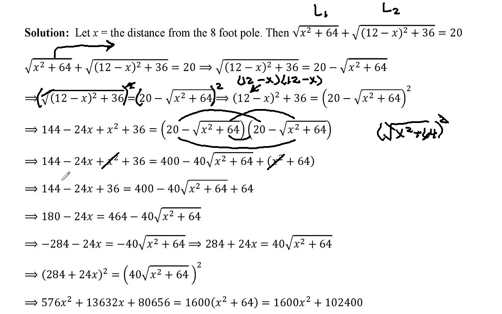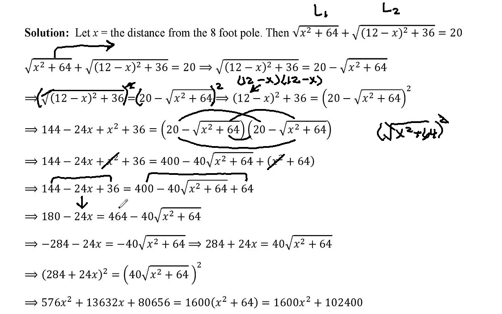So now let's combine some like terms here. 140 plus 36 is 180 right here, minus 24x, I just brought that straight down. On the right-hand side, 400 plus 64 is 464, and then this term I just brought down here.